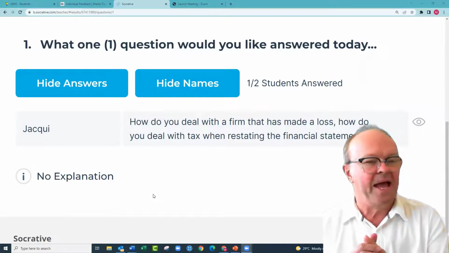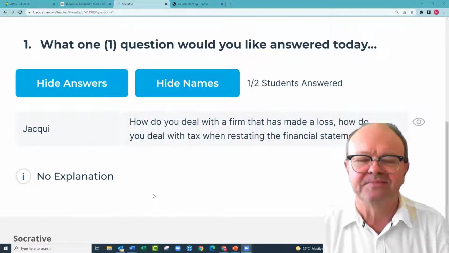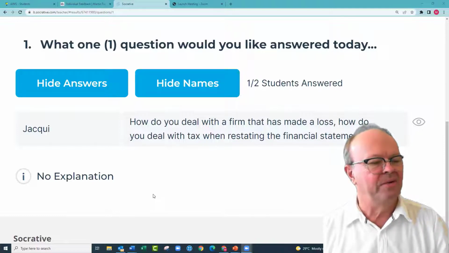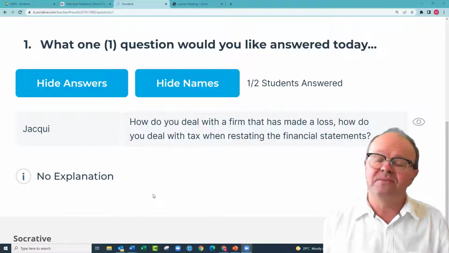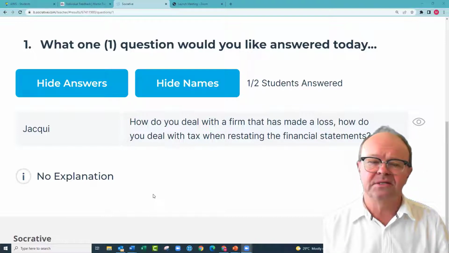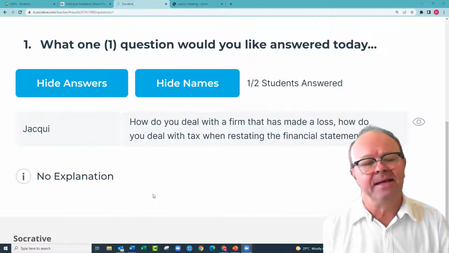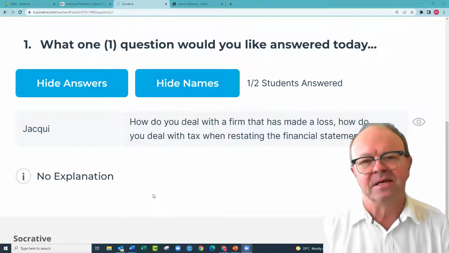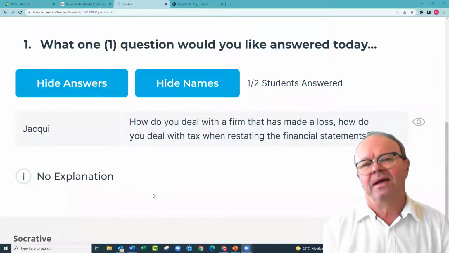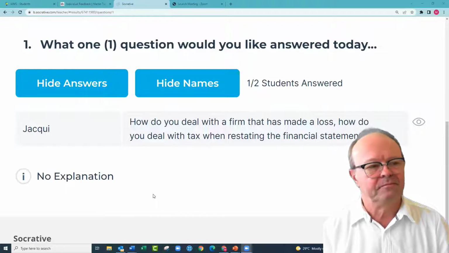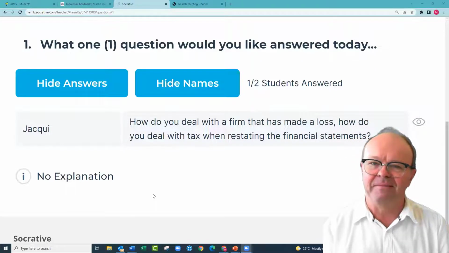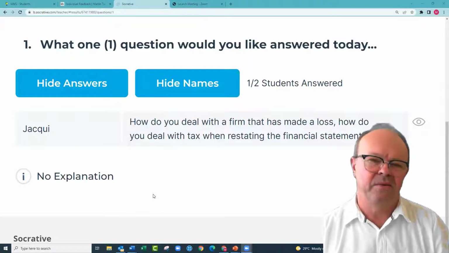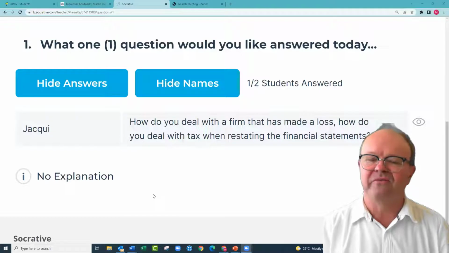Well, Jackie, you've asked, how do you deal with a firm that has made a loss? Jackie's firm has made some losses. How do you deal with tax when restating financial statements? So some firms have made losses in the past few years, and then you may well get a tax benefit. So instead of having to pay a tax expense, if you make a profit, if you make a loss, you may get a tax benefit. And so a tax expense is a negative number and a tax benefit is a positive number. It sort of adds to your profit, whereas when you've got a tax expense, it reduces your profit.